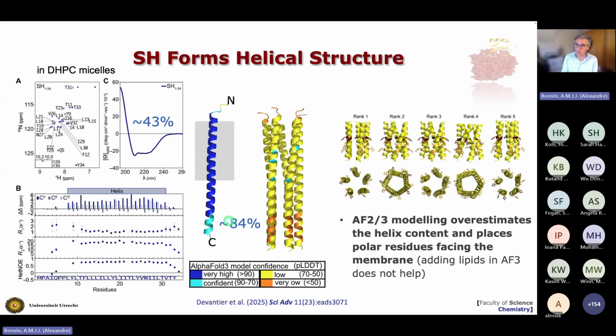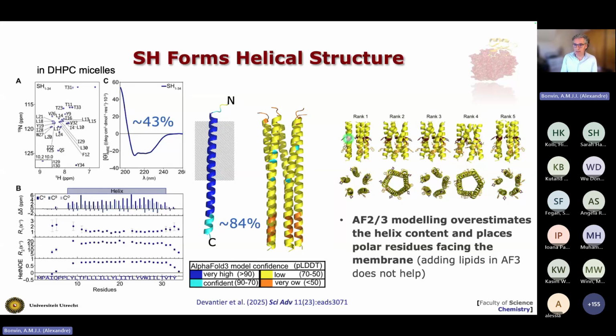That's really very important. Now, if you look at structures, these are basically the top 5 ranked models from AlphaFold 3, and 2 gives you the same thing. What is strange here, you see polar residues. So there's a tyrosine here, there is a tryptophan here, there's a threonine somewhere, and all those polar residues are actually facing the membrane region. And the inside of the pentamer is basically hydrophobic. Now, in a membrane, this does not make sense.